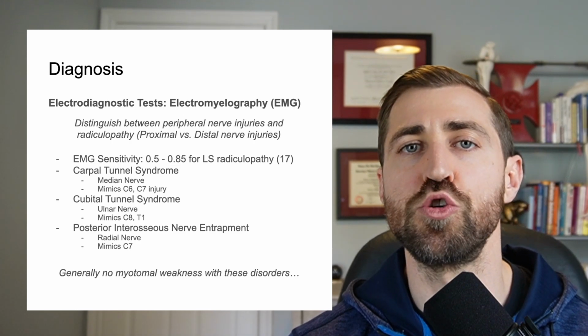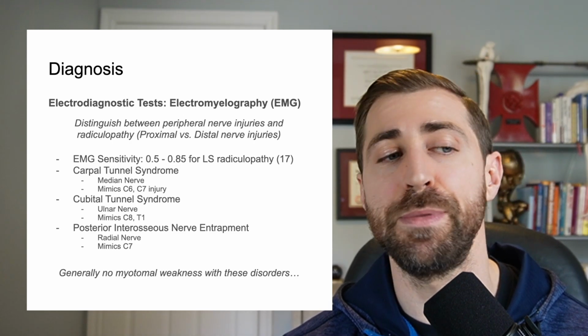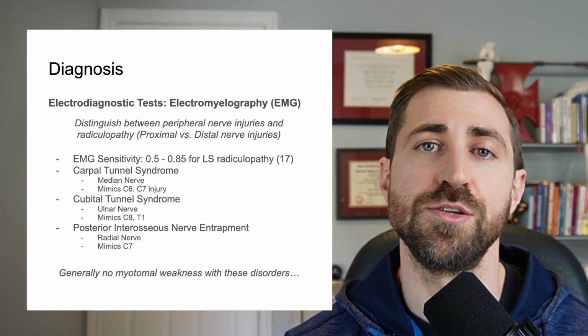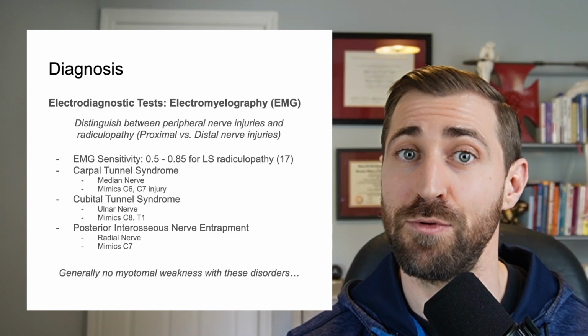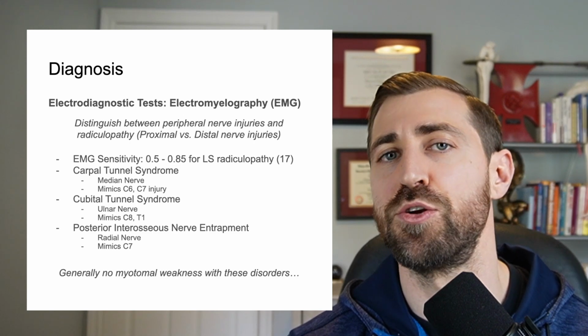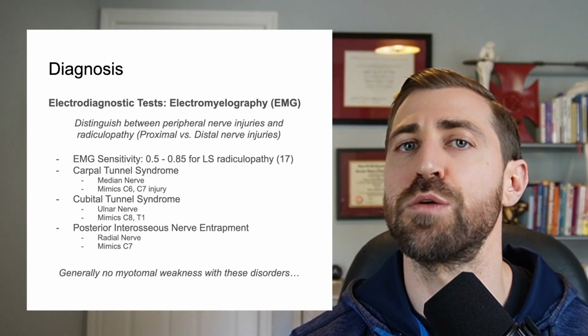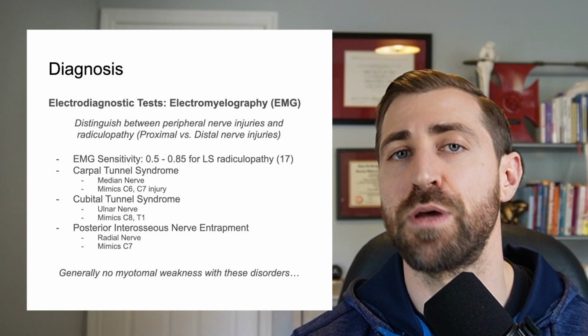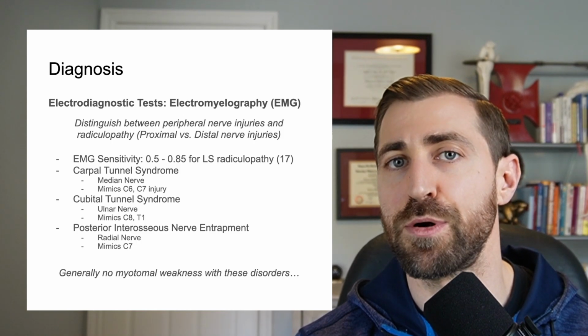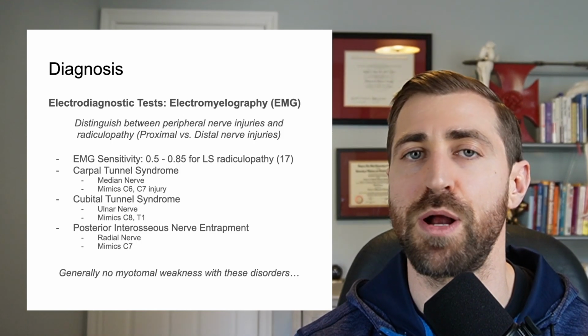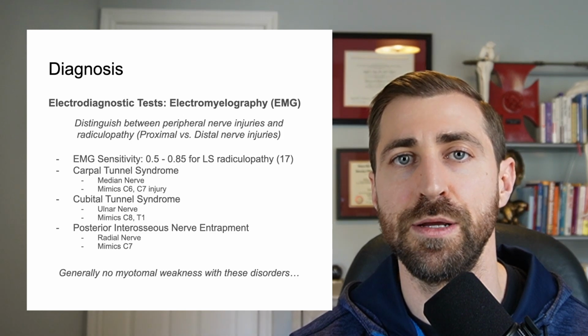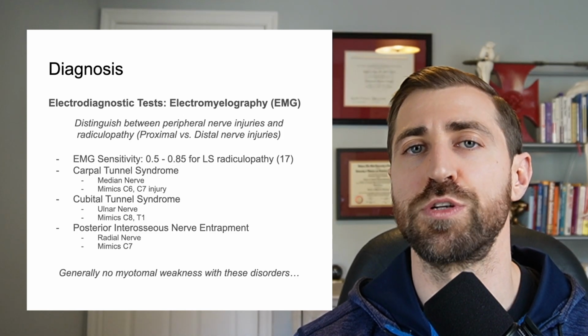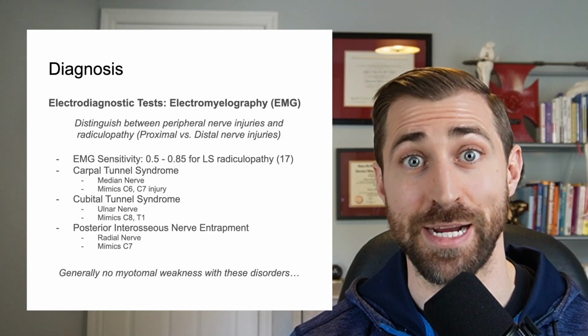And the last one is posterior interosseous nerve entrapment. So basically, it's an injury to the radial nerve, but not at the spine, right? And it can mimic a C7 nerve root injury. And the treatments are just going to be a little bit different, right? Think about carpal tunnel syndrome. We're probably going to brace that person. If someone has a nerve root injury, we're probably not going to put them in a night splint, right? So we want to make sure we're giving our patients gold standard treatments based on an accurate diagnosis.